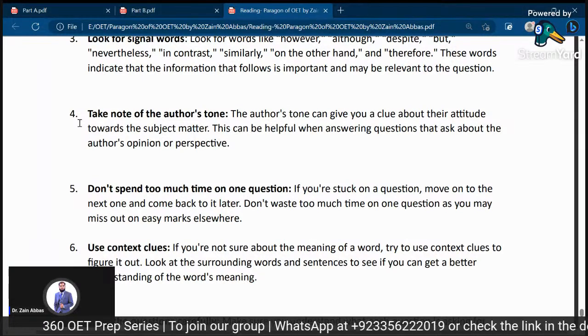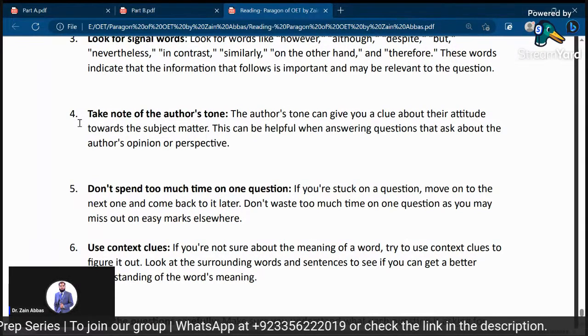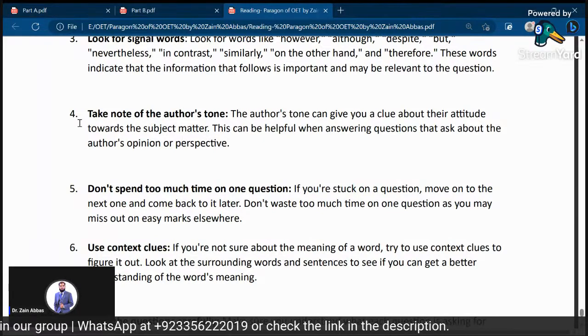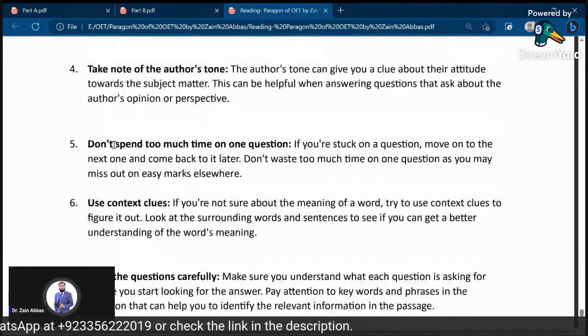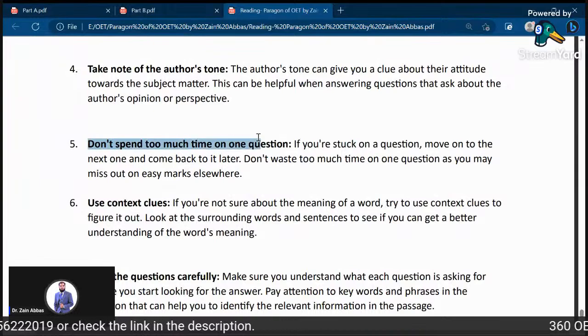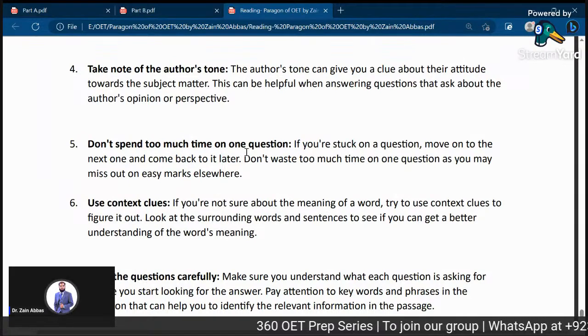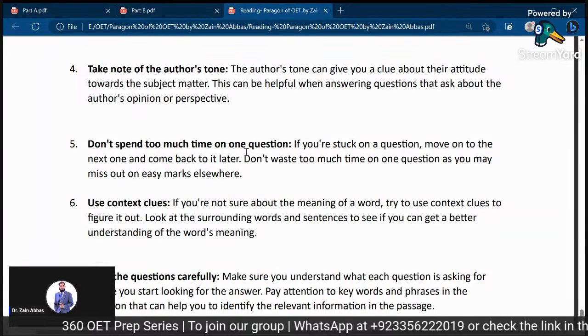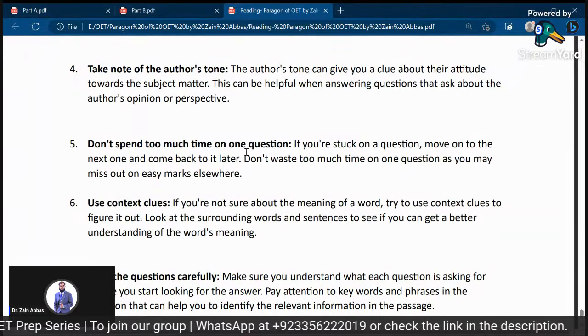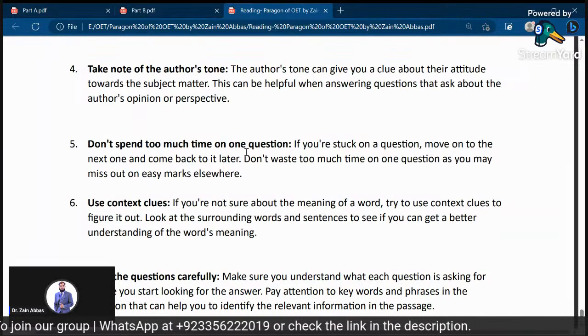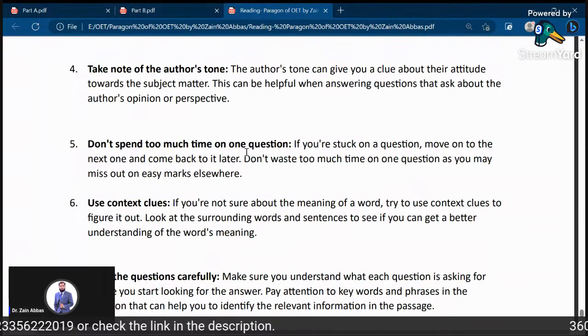So you have to note that, and sometimes the original questions come with the author's tone question. Okay, then the next one is obviously not the tricky one. You don't need to spend too much time on one question, like in listening. The listening part of this OET is actually a one-time question, or one-period question. If you miss one question, you don't have a second chance.